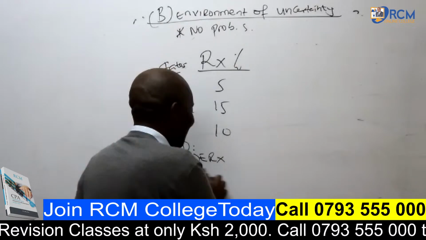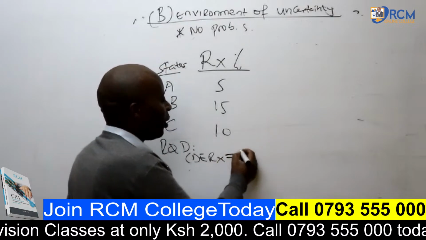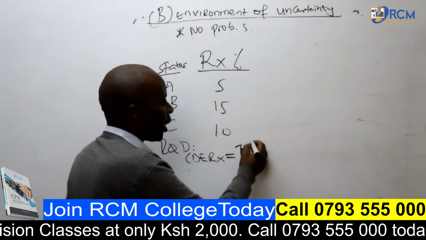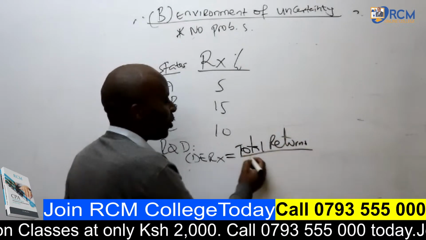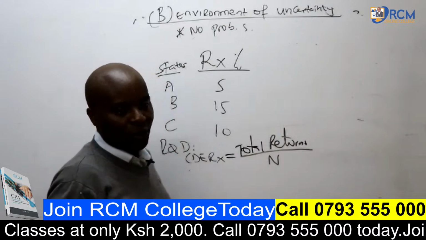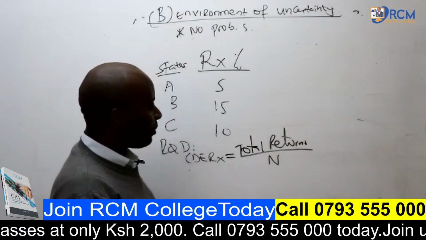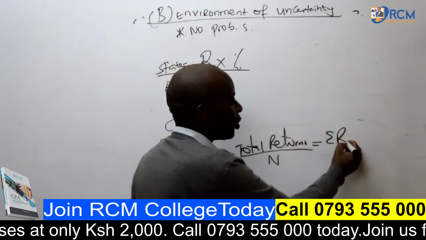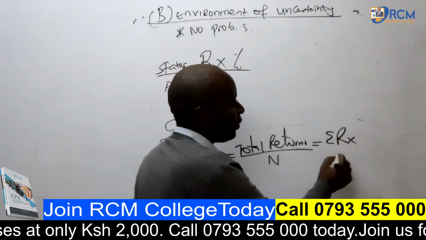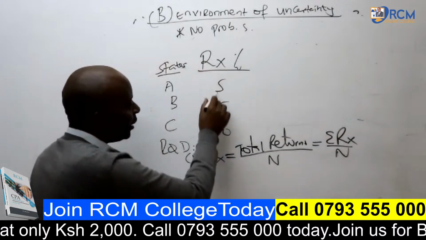What these students have known is that for us to be able to get expected returns, we need to come and give them the total returns, and then we divide by the number of those returns. So total returns divided by number of returns. In short, you talk of the summation of returns of X, summation, not E, all over N. So come and add the total.